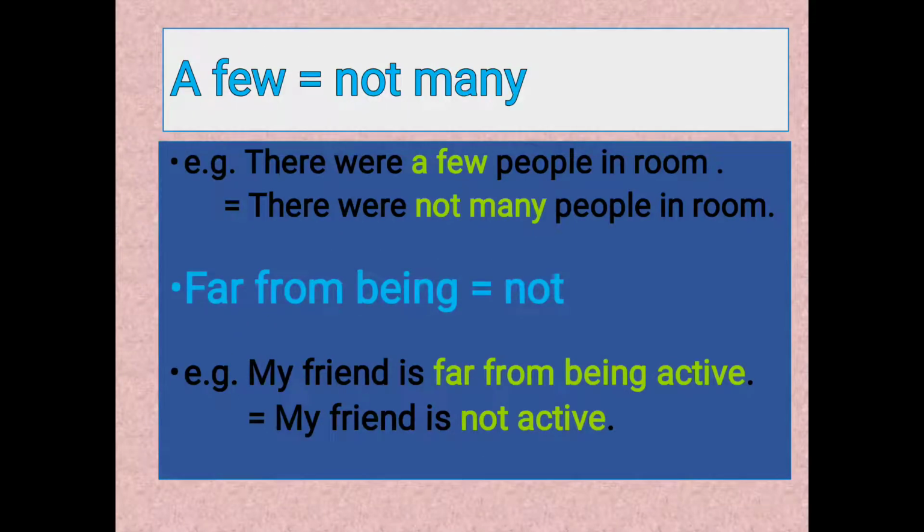"A few" becomes "not many." An example: there were a few people in the room, and the answer is there were not many people in the room. Then another phrase, "far from being." Instead of "far from being," we are just going to use "not." The example is: my friend is far from being active. And the answer is: my friend is not active.